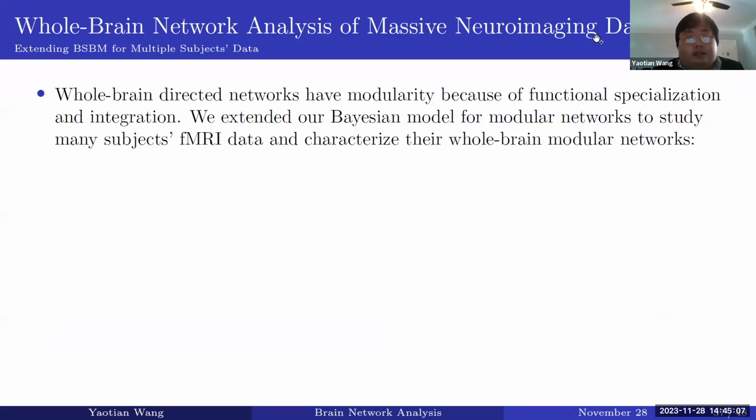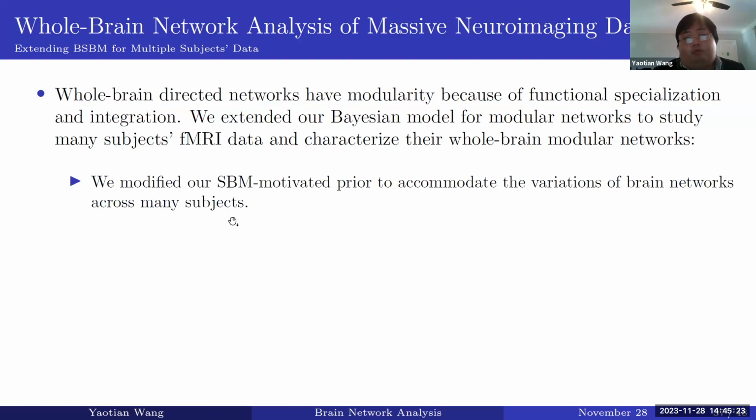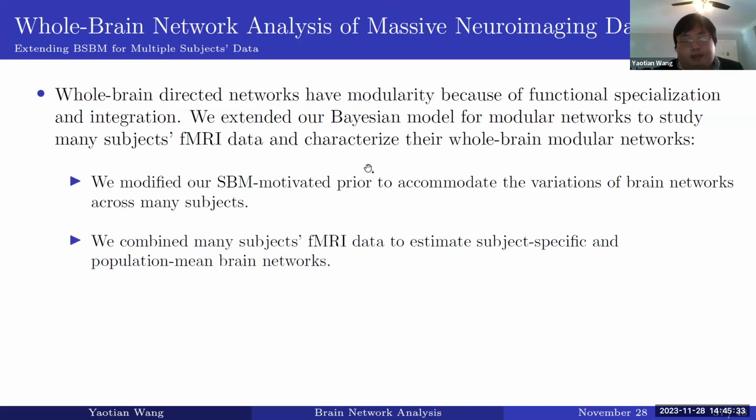Since the whole brain directed networks also have modularity, because of the functional specialization and functional integration, we extended our first Bayesian model to study many subjects' fMRI data and characterize their whole brain modular networks. We modified our stochastic block model motivated prior to accommodate the variations of brain networks across many subjects. And we combined many subjects' fMRI data to estimate the subject-specific and population mean brain network.